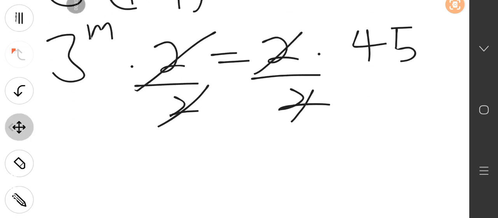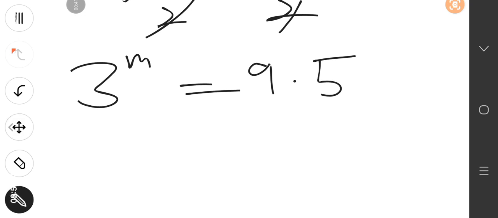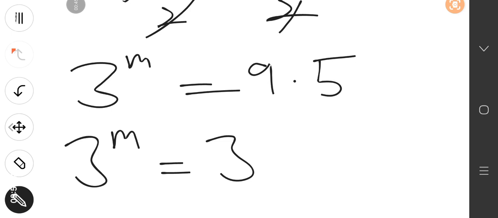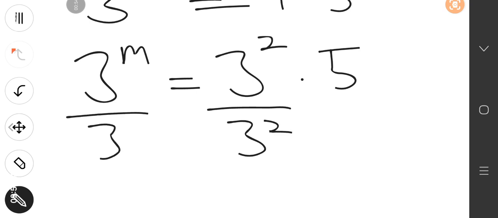So we're going to have 3^m equals, and 45 can be written as 9 times 5. Our equation becomes 3^m equals 9 times 5, and 9 is the same as 3^2. Now let's divide here by 3^2, here by 3^2. So this and this will cancel.